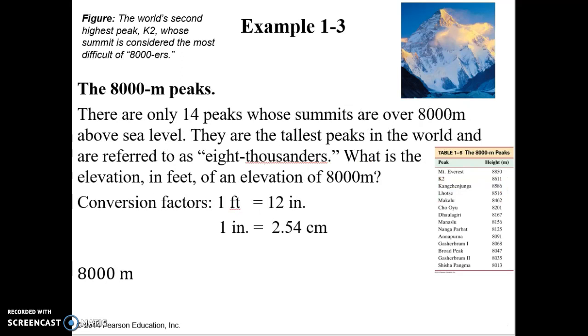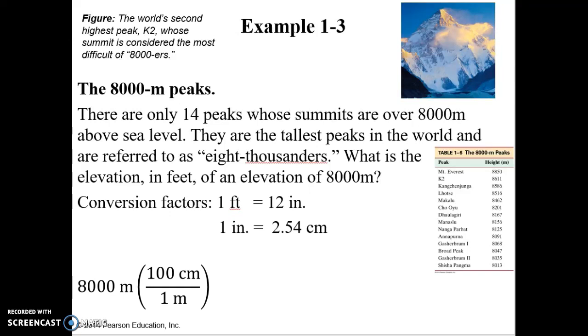The first step is to write down the number you're trying to convert. Now we have a puzzle of figuring out how to convert meters into feet with the given conversion factors. We know that there are 100 centimeters in 1 meter. Once we have centimeters, we know from our conversion factor that 2.54 centimeters equals 1 inch and that 12 inches equals 1 foot. So first, we write down the conversion factor of 100 centimeters over 1 meter.